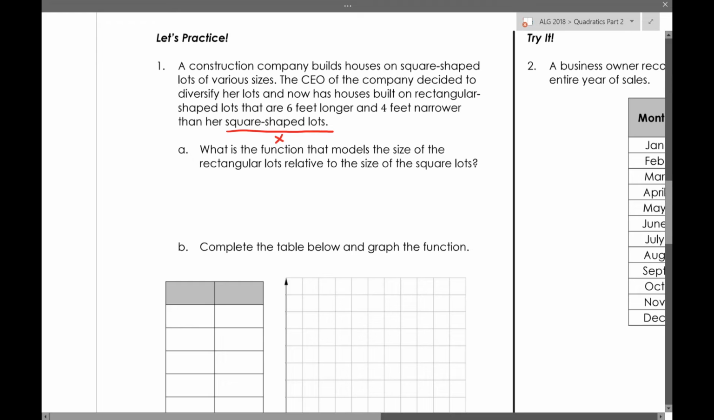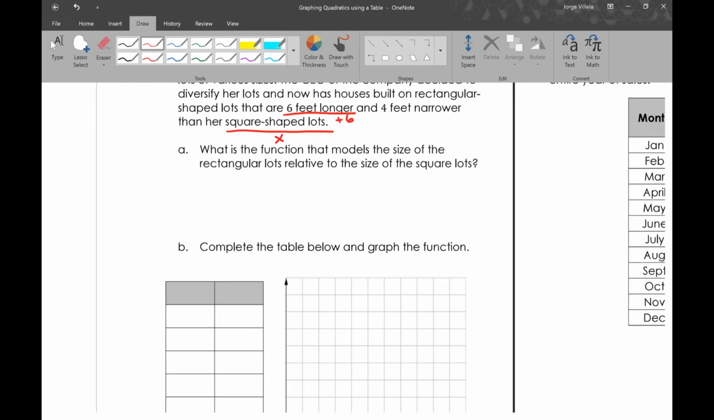Now she says that this one is 6 feet longer. 6 feet longer. So it's going to be plus 6. Then she says this one, and I'll do this in a different color.